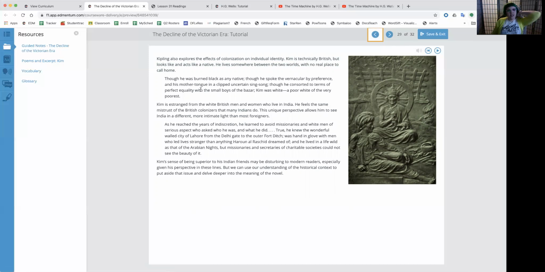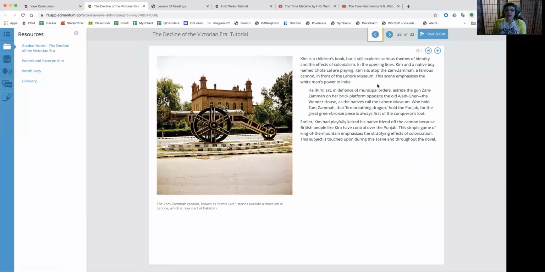And so when he is playing this game, this sort of King of the Mountain thing, it's really an examination of the idea of white colonialism. And even though these are his friends, this is where he lives, this is the society that he's involved in, he's still a white person and can be king of the mountain. In this case, it's the cannon. And so it's important to note that.